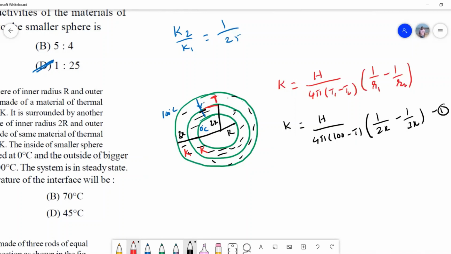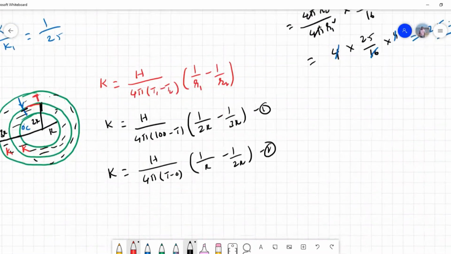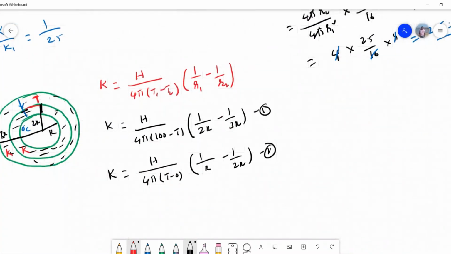Now I apply the same for the second. The thermal conductivity is the same. So K is equal to H upon 4 pi into (T minus 0), with outer radius 2R and inner radius R. So 1 by R minus 1 by 2R. Let's take it as equation 2. It is given that both have the same thermal conductivity, so simply I can say 1 is equal to 2.